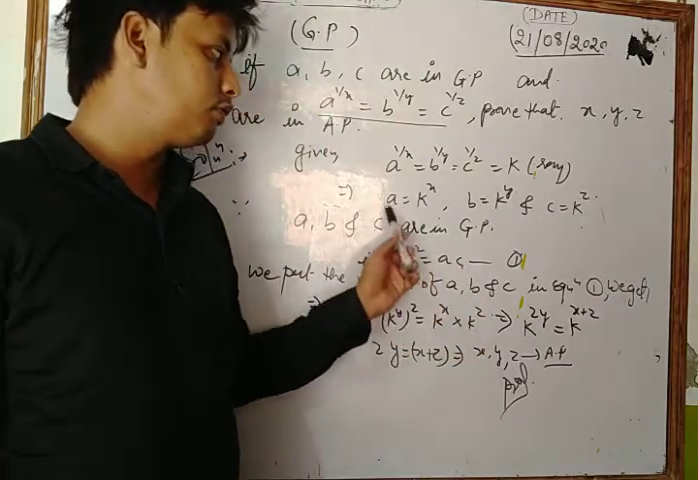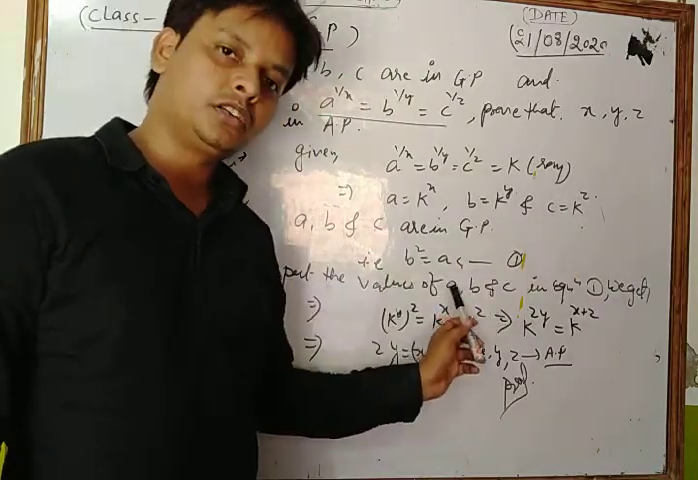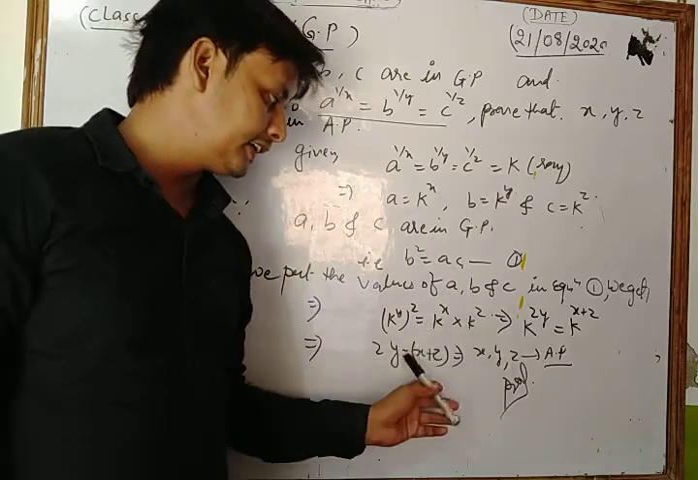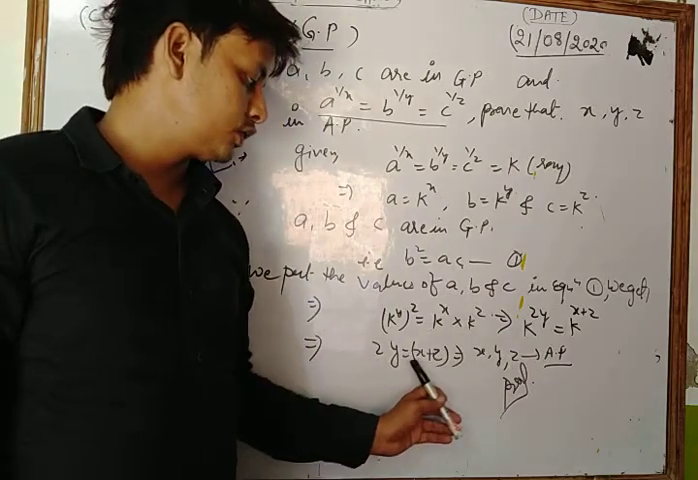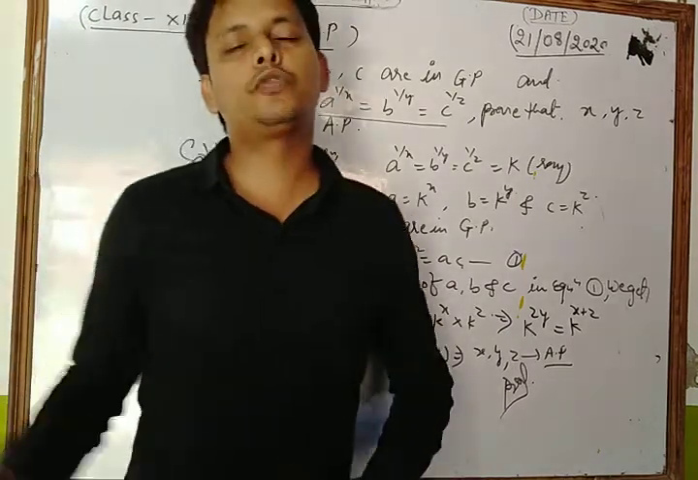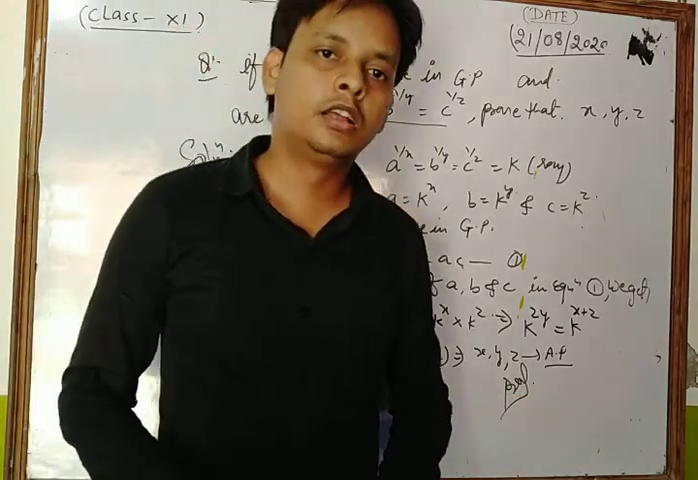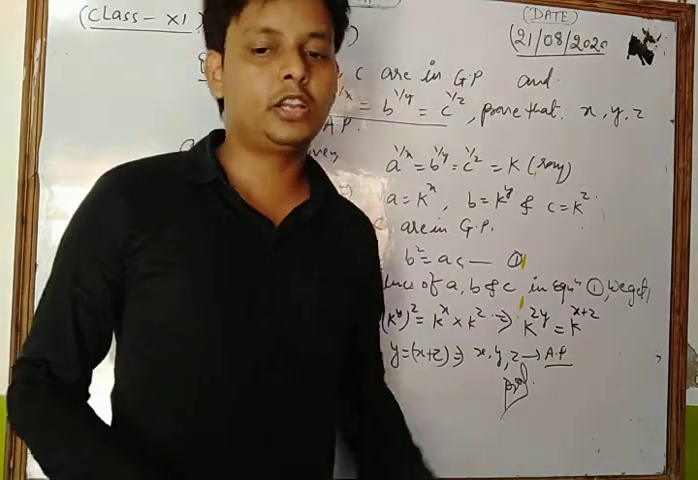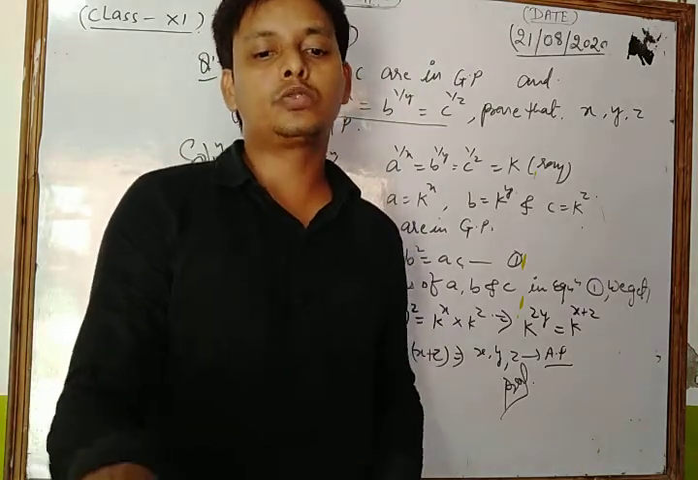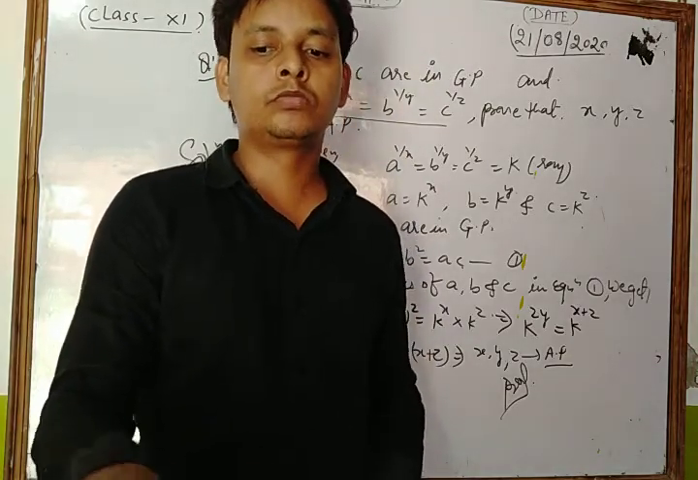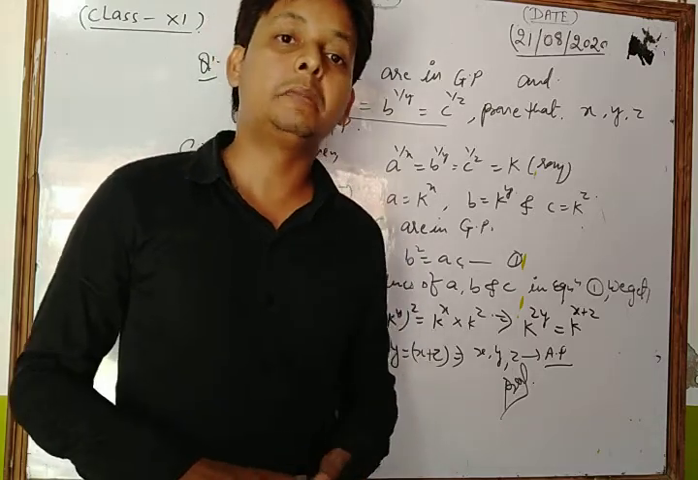Now here we put the value of a, b and c in that equation. After that, solving and comparing that equation, we have 2y is equal to x plus z. Then in this way we can say that the numbers x, y, z are in AP. Okay, now it's proved. Now dear students, we take some important questions based on mean. Let's see.